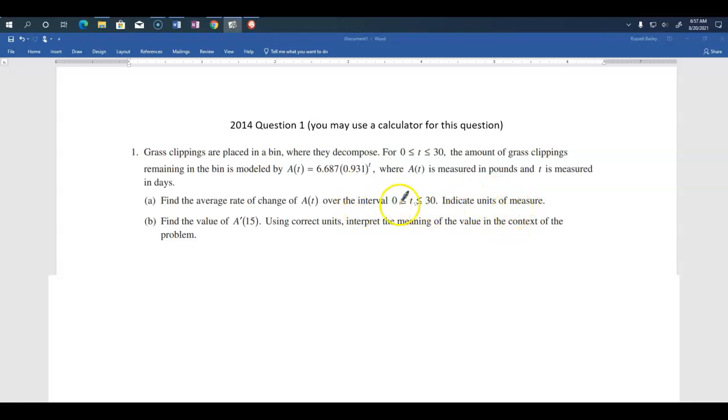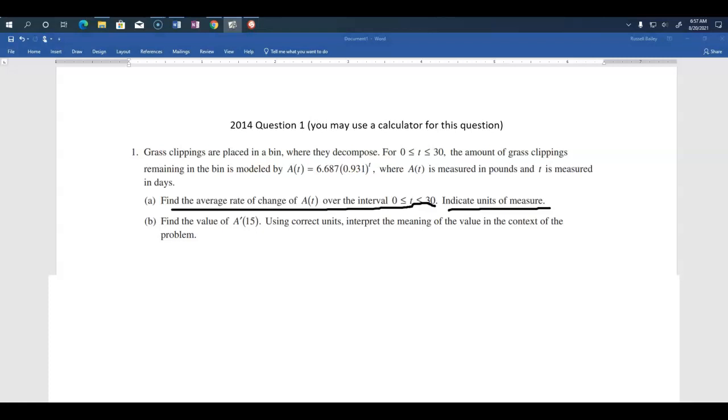So this question on the AP exam would be worth about 2 to 3 points. They're definitely going to give you 1 point for getting the units correct. And then finding the average rate would at least be 1 point. It's possible that it's 2, but it's likely to be just 1. All right, so let's go ahead and begin.